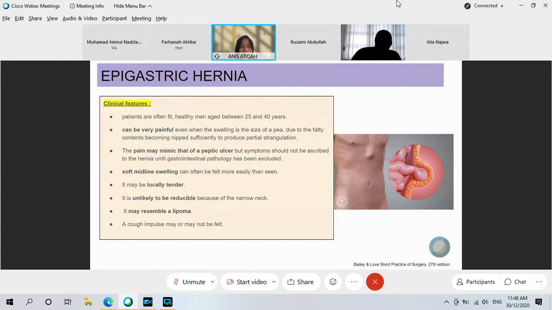It is a soft midline swelling that can be felt more easily than seen. It may be locally tender. It is unlikely to be visible because of the narrow neck. You can see the narrow neck. It may resemble a lipoma. Cough impulse may not be found on examination. Okay, next.